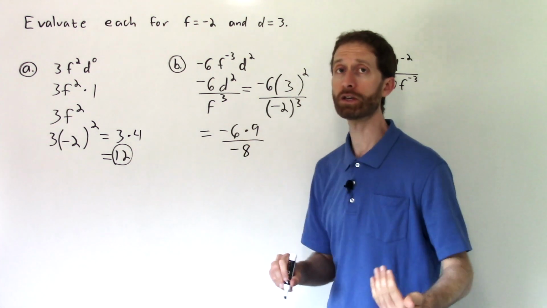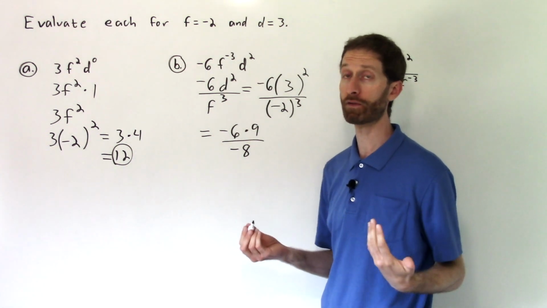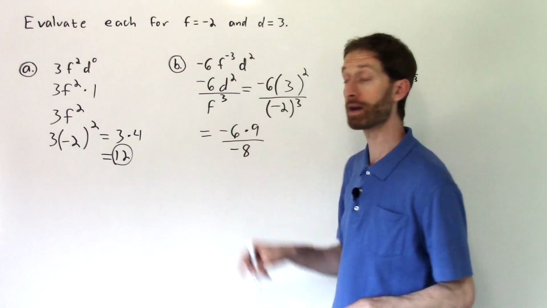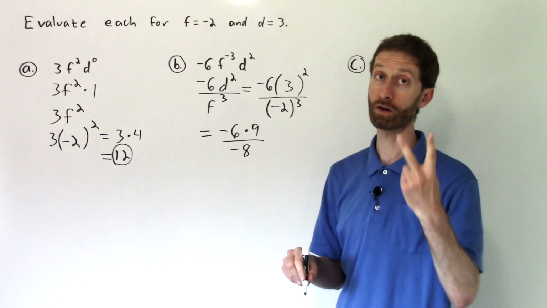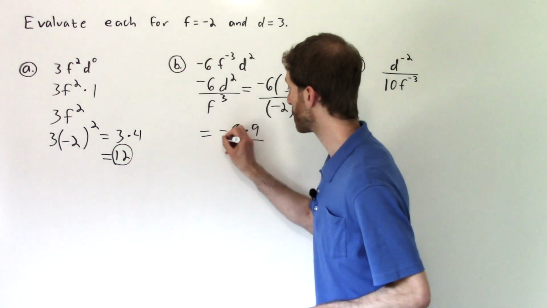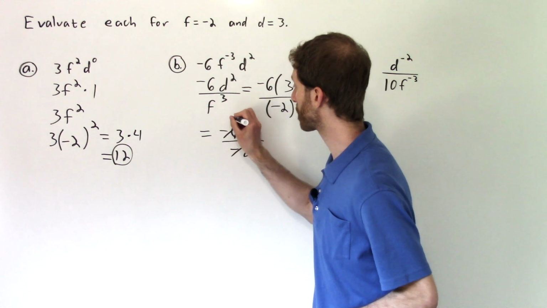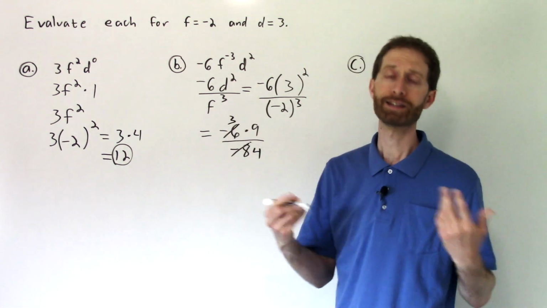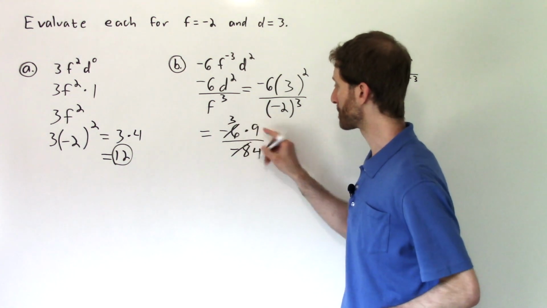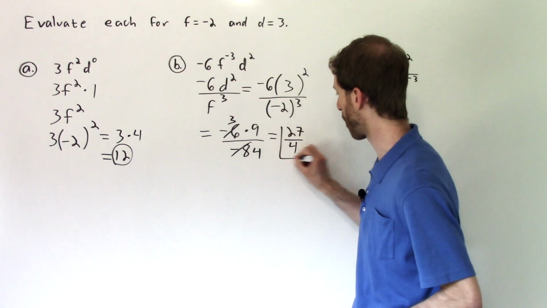Now it's up to you. You can certainly multiply this out and then simplify. I like to simplify first. I notice that a negative divided by a negative is a positive, and that 6 and 8 share a greatest common factor of 2. So this is going to divide out with -8, and 2 goes into 6 3 times and into 8 4 times. The negatives cancel out. So 3 times 9 is 27, all over 4, and improper fractions are always the way to go.